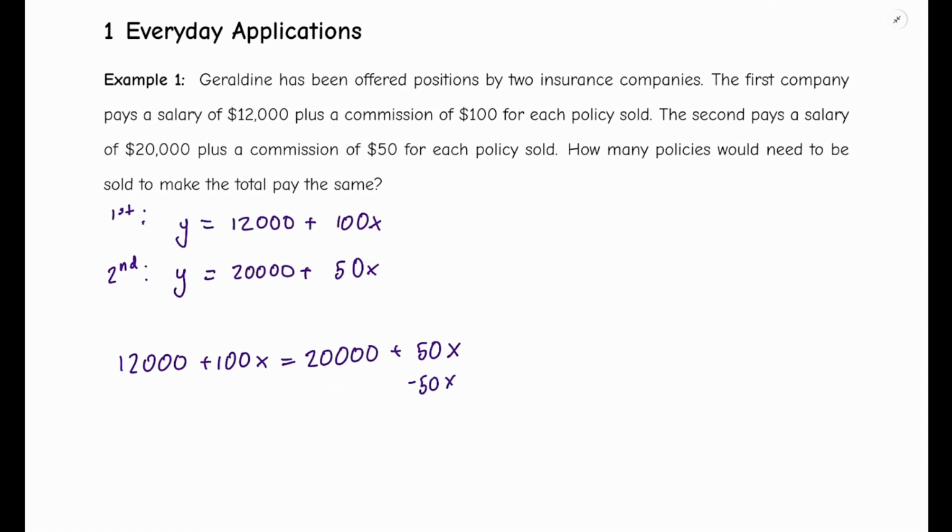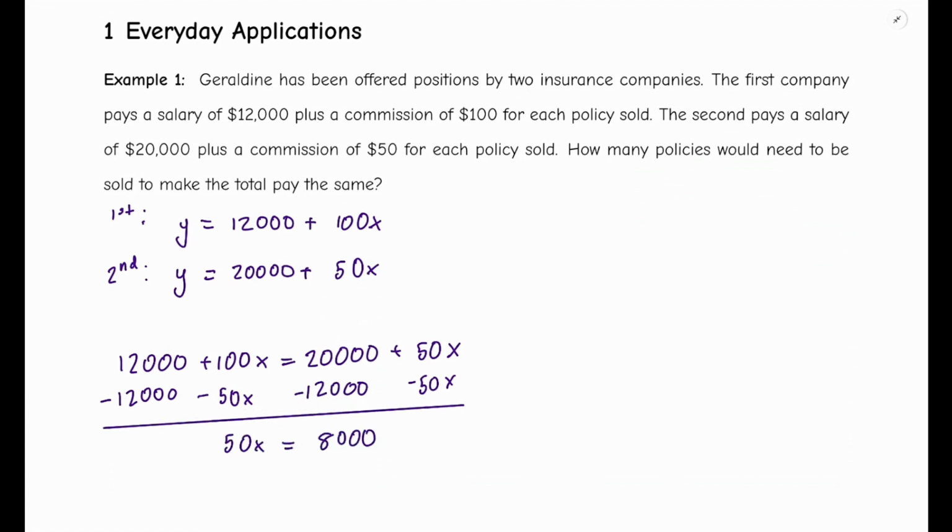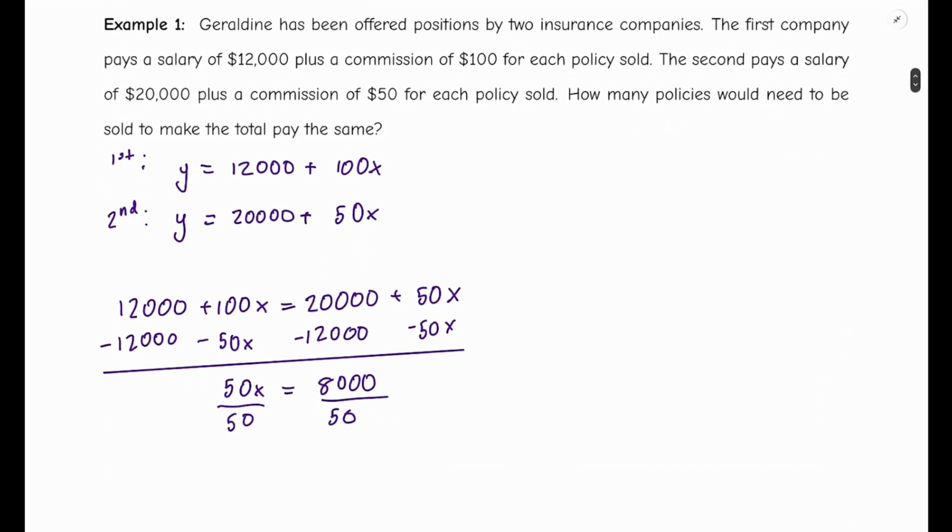Subtract 50x from both sides. Subtract 12,000 from both sides. We get 50x equals 8,000. Divide by 50, divide by 50, and we get x equals 160. So that means she would have to sell 160 policies each year for them to pay the same amount.